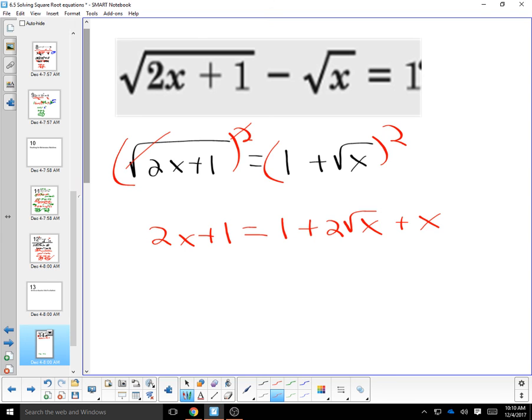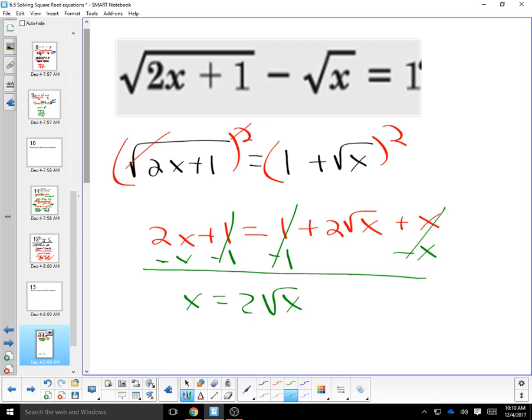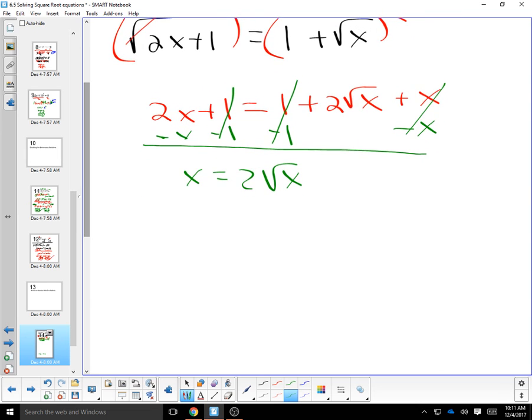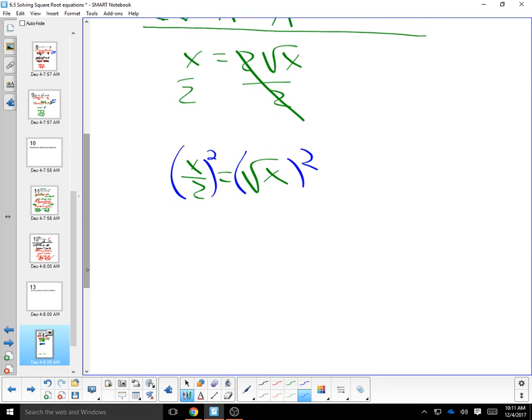Now I want to get rid of all square roots. I don't want them there. That means I've got to move this 1, and I've got to move that x. So minus 1 minus x. That makes this go away, this go away, this go away, and I'm left with 1x by itself, and that is equal to 2 square root of x. Right? We're good now? Okay. I want the square root by itself. I'm just going to divide by 2 here. So that leaves me with x over 2 equals square root of x. To undo that square root, I'm going to square. So that leaves me with x squared over 4 is equal to x.